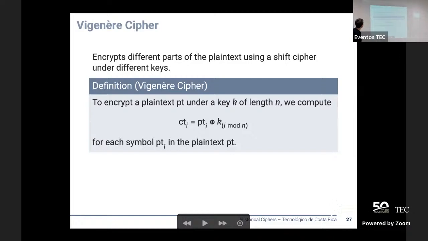Okay, so how is this cipher defined? It's the same thing as the shift cipher where we use this notation. The only thing that we change now is the key. We just choose a different key each time. If we have a key of length 3, then the first plaintext character will be encrypted under the first character of the key, the second character of the plaintext under the second character of the key, etc. And the fourth character will again be encrypted under the first character of the key, since our key is length 3. So we just compute the index modulo our key length.